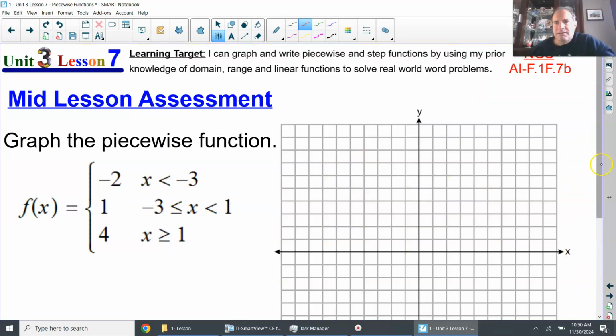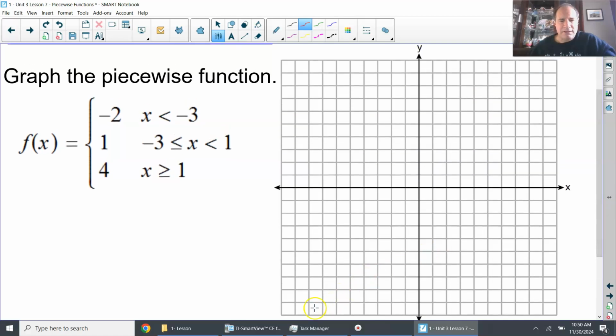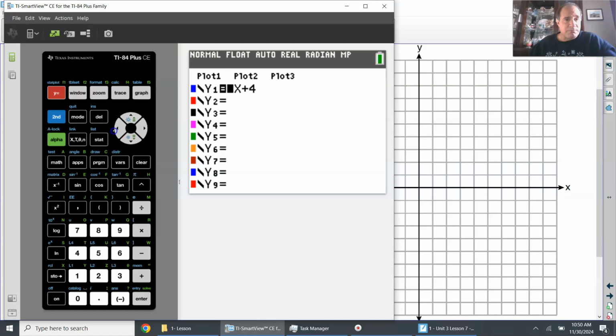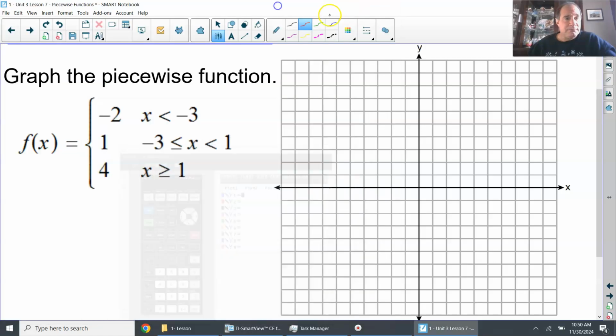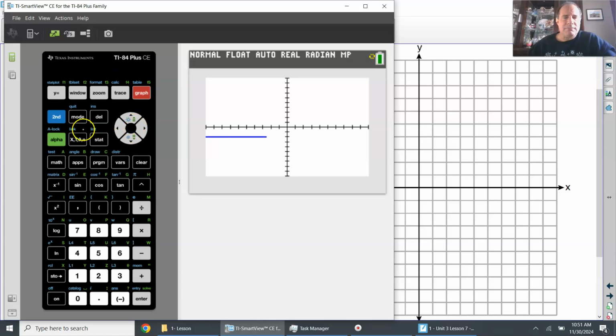All right, mid-lesson assessment. Go ahead and see if you could graph this. And again, we have a lot of information here that they give us. So we're going to press y equals, and we're going to clear that out. First thing that we're graphing is f of x equals negative 2. So we're going to graph that, and that's a horizontal line.